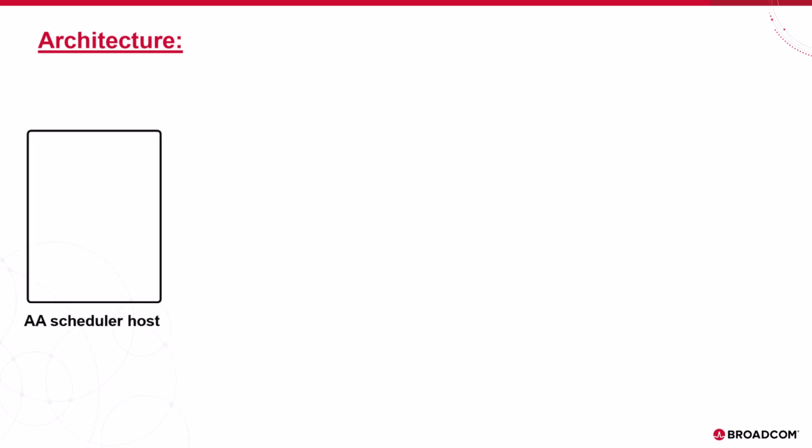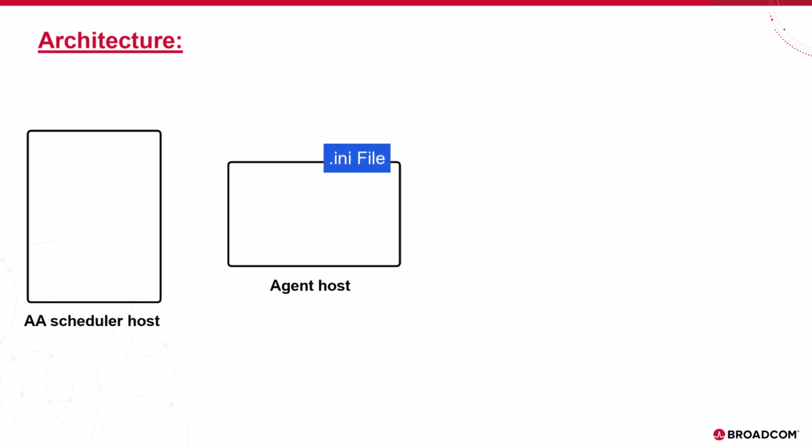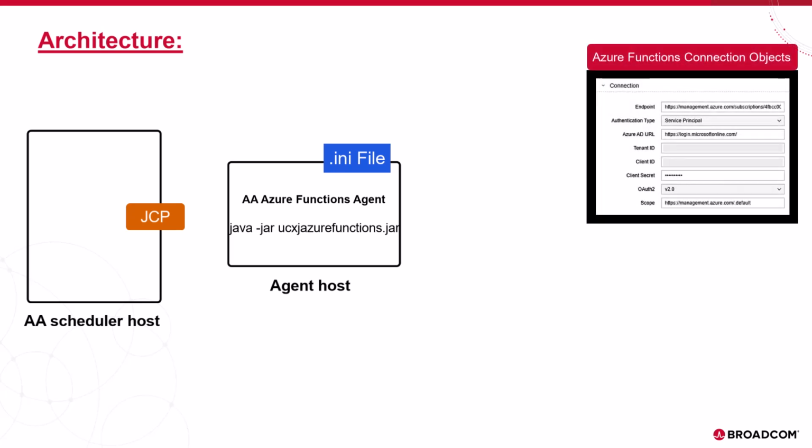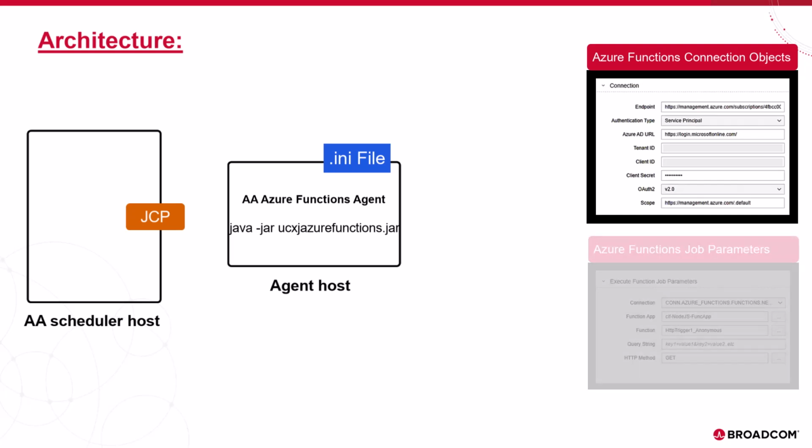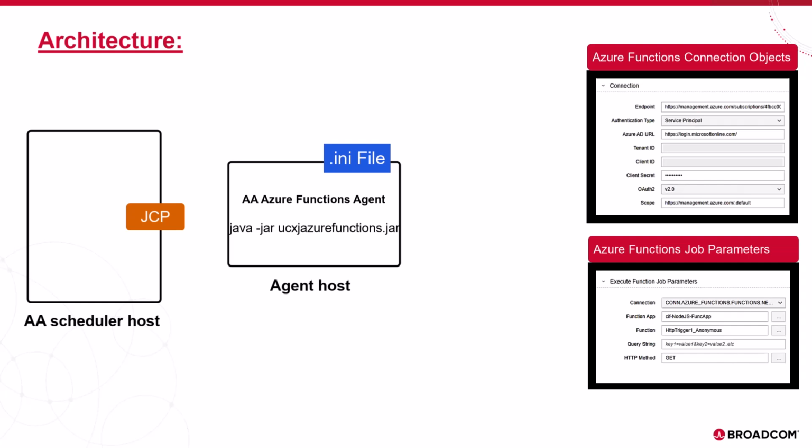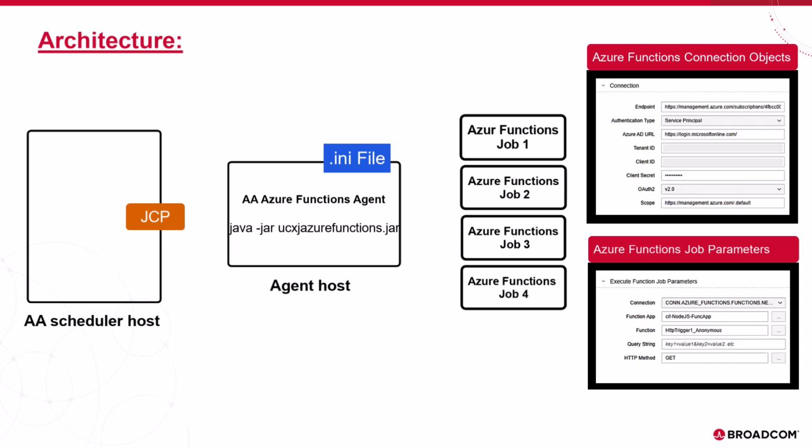A conventional architecture involves two systems, the Automic Automation host and a dedicated system for the agent. The agent is configured with a simple INI file containing standard values: system, agent name, connection, and TLS. When we start the agent, it connects to the engine and it adds two new objects to the repository: a connection object to store the Azure Functions endpoint and login data, and a job template designed to trigger Azure Functions jobs. Let's assume we're automating for 4 instances of Azure Functions.